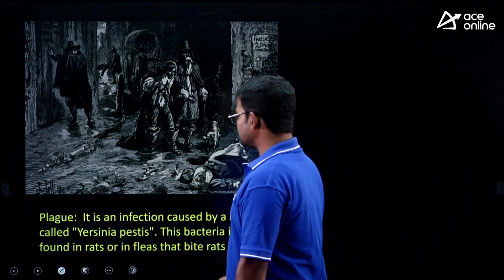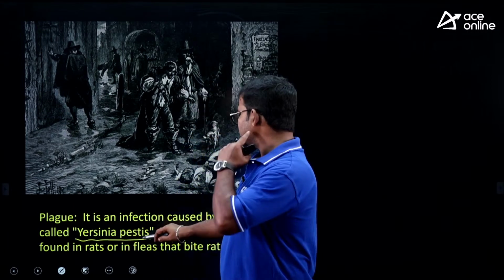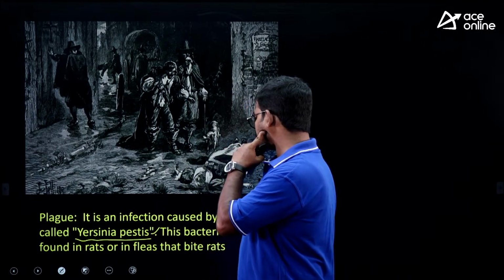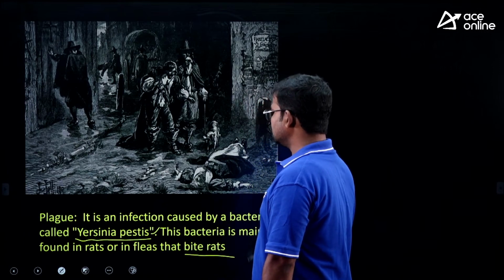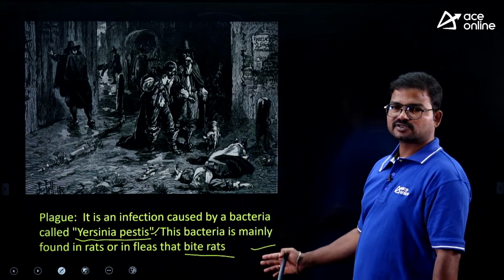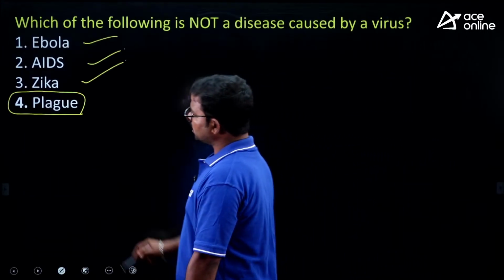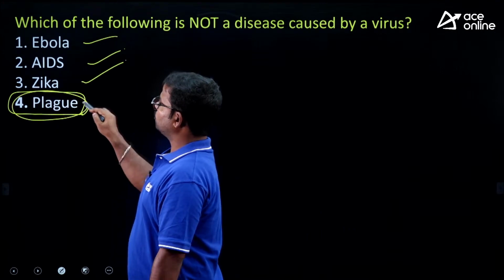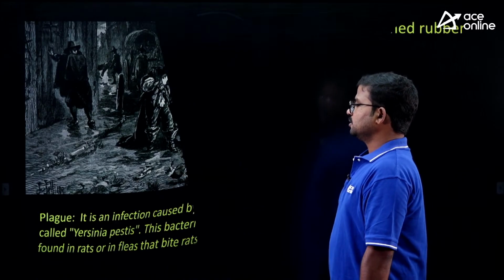So the name of the bacteria is pronounced as Yersinia pestis. Okay, Yersinia pestis. So this is the name of the bacteria, you have to remember. So this is caused by the bite of rats. So mostly we observed most of the cases in the 17th century and 18th century, in that period. Na? So finally here the correct option is option 4. Option 4, plague. It is caused by bacteria.